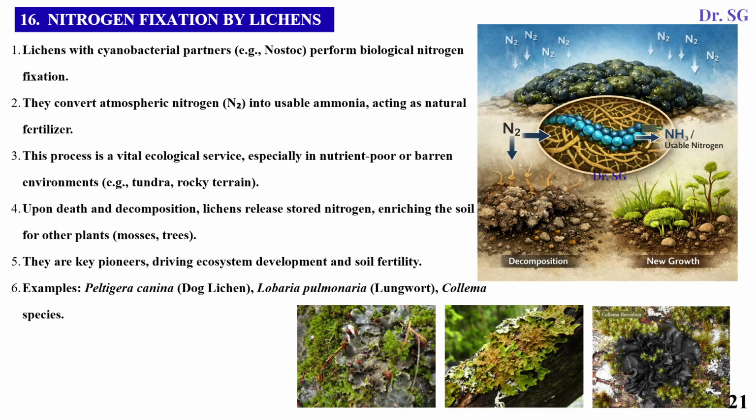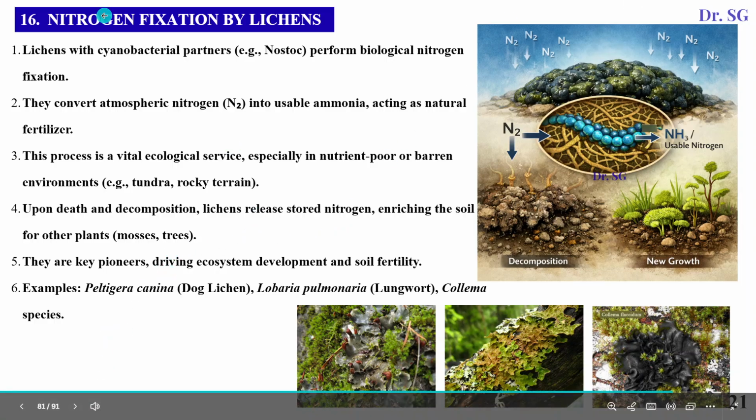As I said earlier, there will also be a question like lichens being the best drivers of ecosystem formation. Justify: they develop, they are the basis for soil formation. If some questions arise, then you have to give all these answers. So what are all the examples of nitrogen fixation by lichens taking place?